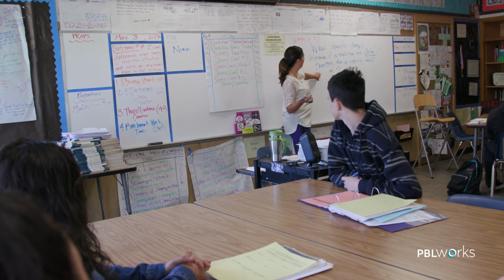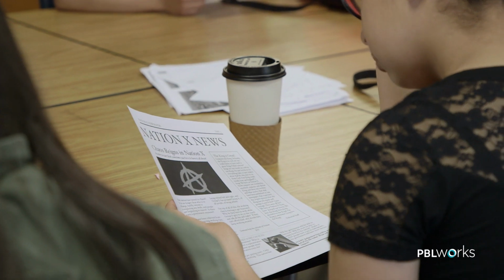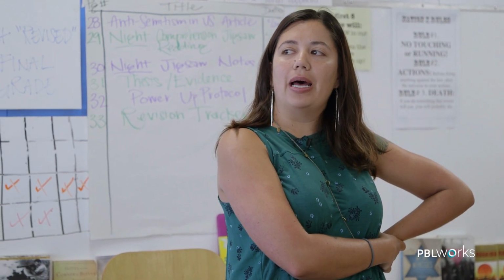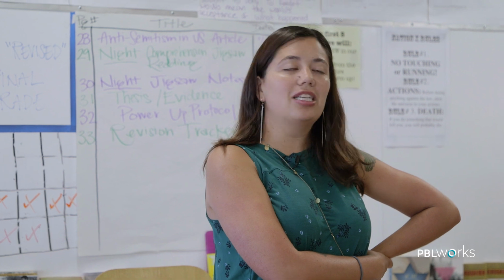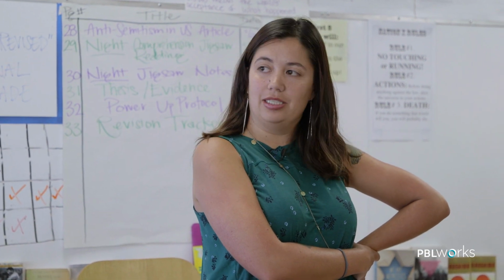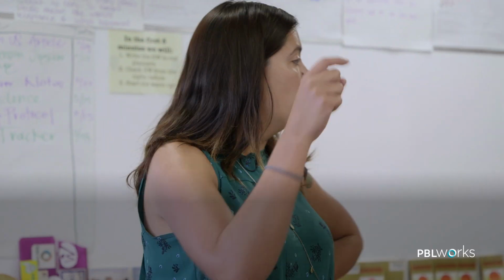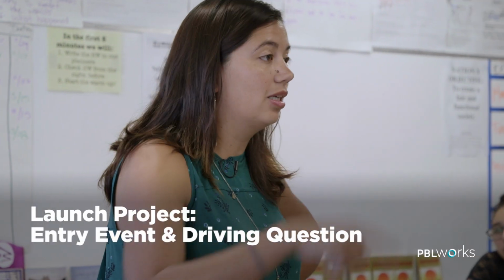This is my revolutions project, where students put a revolution on trial for its effectiveness in helping the citizens of the country. The driving question was, how can we as lawyers determine the effectiveness of a revolution? You said functional means clear decision making, a balance of power, reasonable laws and fair justice, and that your society is self-sustaining. What do you currently have? What do you need? Talk about it.